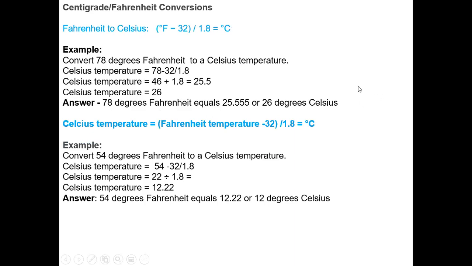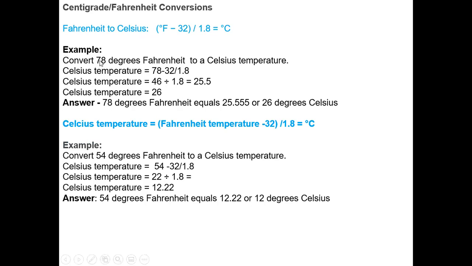Now, we're going to do the Fahrenheit to the Celsius here. Okay, so for Fahrenheit to Celsius, we're going to reverse that a little bit. So this time in parentheses is going to go your Fahrenheit minus 32 degrees, divided by the 1.8. So here we do the subtraction first, and then we divide it by the 1.8.